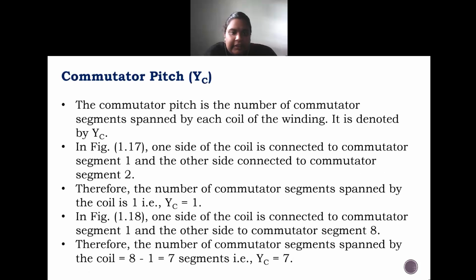So here, therefore, the number of commutator segments spanned by the coil is 1. Only one commutator segment is used between those two coil sides. So YC will be equal to 1. Whereas, if one coil side is connected to commutator segment 1 and the other coil side is connected to commutator segment 8, then the number of commutator segments spanned will be 8 minus 1, that is 7 segments. Then the commutator pitch will be YC equals 7.